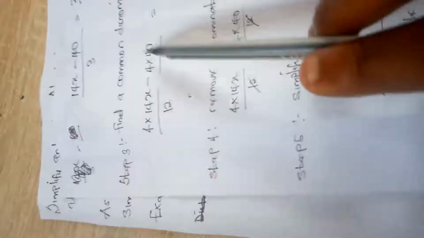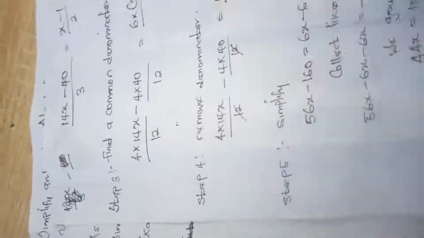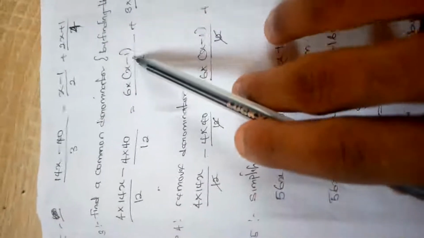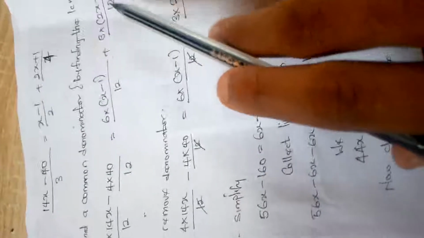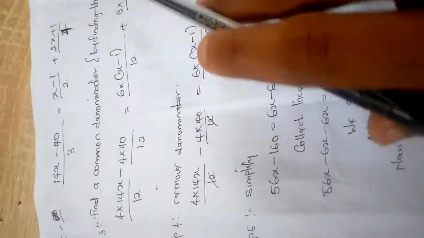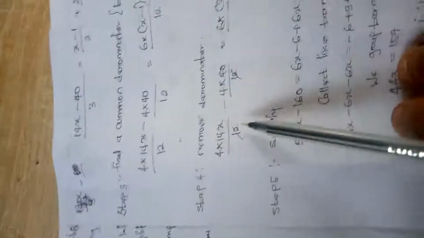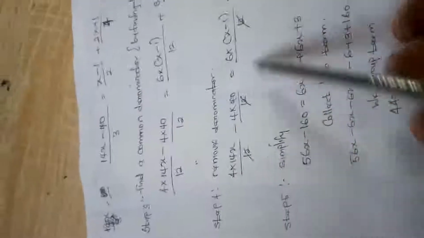So you see now, 12 divided by 3 will give us 4. 4 times 14x over 12 minus 4 times 40 over 12. 12 divided by 2 gives us 6. 6 times everything inside this bracket. And 12 divided by 4 will give us 3. 3 times everything inside this bracket. So now, to remove the denominators, after I've done all this, we cross out the denominators everywhere. Then we'll simplify.